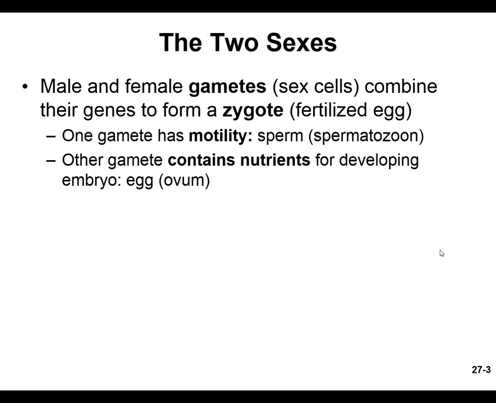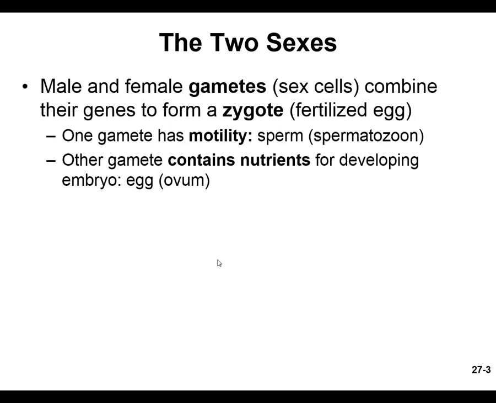You might remember this from Intro to Biology, hopefully. So when we're looking at the males and the females, we have what's called gametes, which are your sex cells. These gametes are going to combine their genes to form what's called a zygote. One of the gametes is motile, so generally the sperm for humans is going to be the motile gamete. The other gamete is going to contain nutrients.